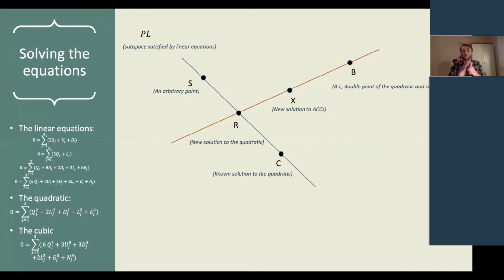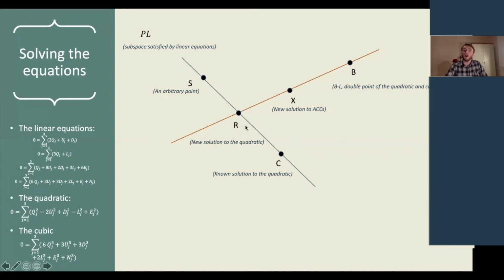So the first thing we do is we restrict to the subspace satisfied by the linear equations. And that was very similar to what we did in the first talk. We then take a known solution to the quadratic, this point C, and an arbitrary point S. And this arbitrary point S is going to form the parameters of our solution. And we draw the line from C to S, and we project the quadratic down onto that line. And because it's quadratic, it crosses that line at C, but also at one other point, R, this point here.